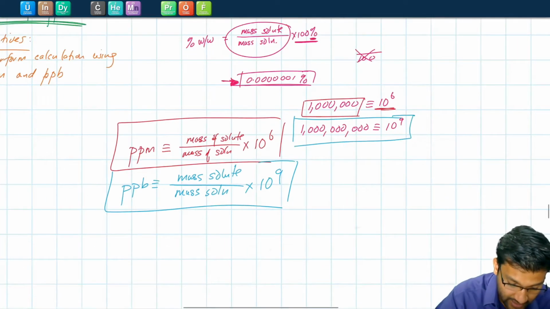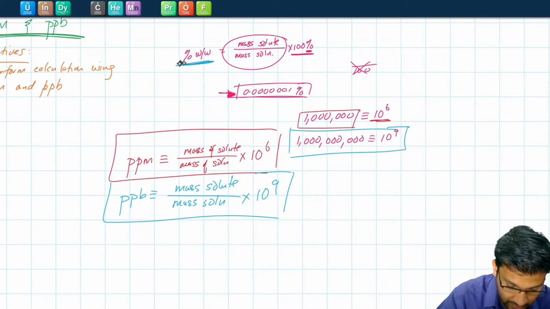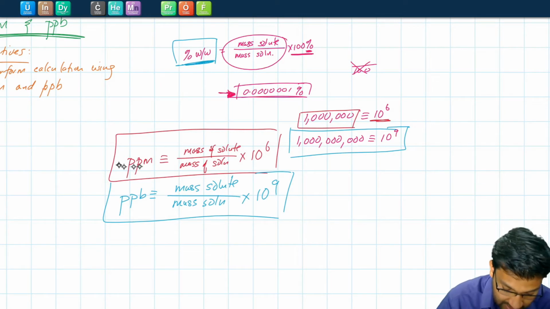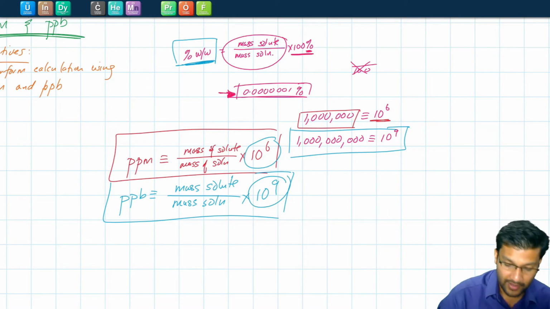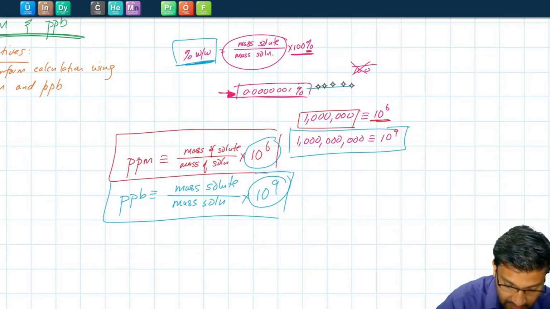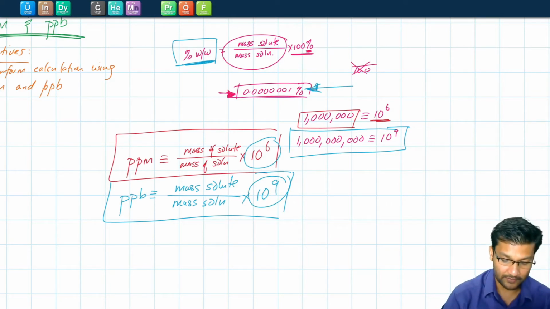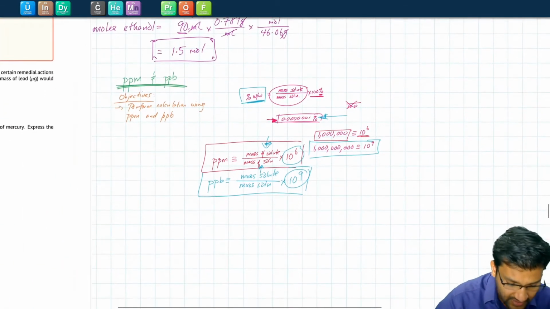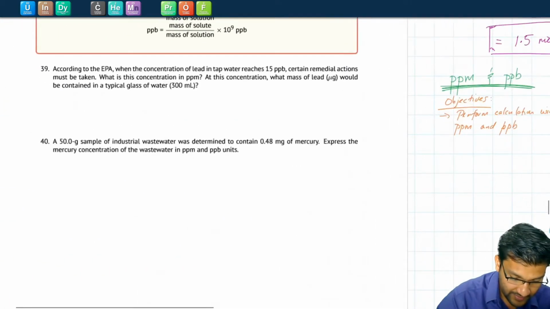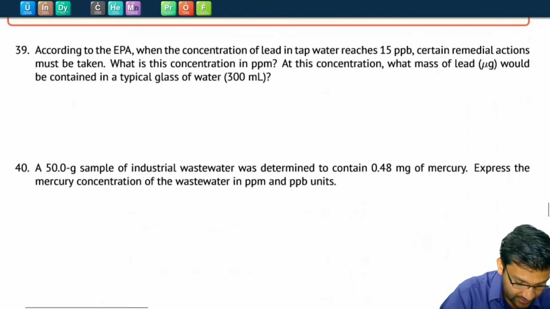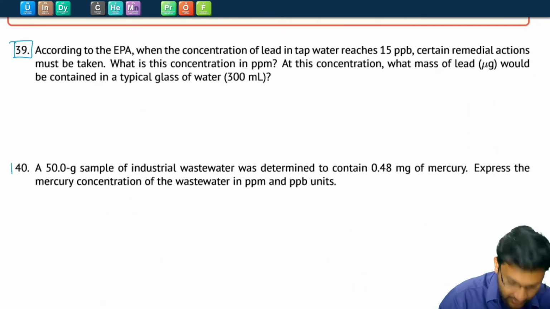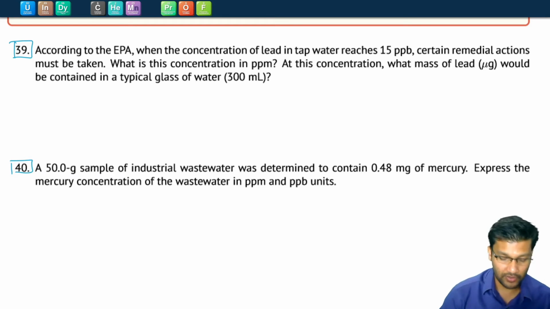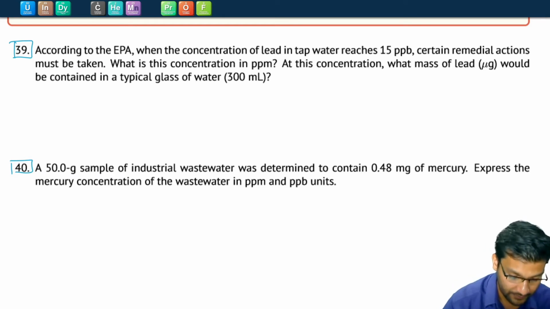So these are kind of like percent weight by weight or mass percentage, except instead of a percent, we're using a factor of a million and a factor of a billion. And this will allow us to describe very, very tiny concentrations of things. But remember, they're all going to be masses of solute divided by mass of solution. Okay, so let's look at a couple of examples of these. Let's look at number 39 and number 40. And if you think you can do them, pause the video and try them on your own, and then unpause and we'll go over them together.